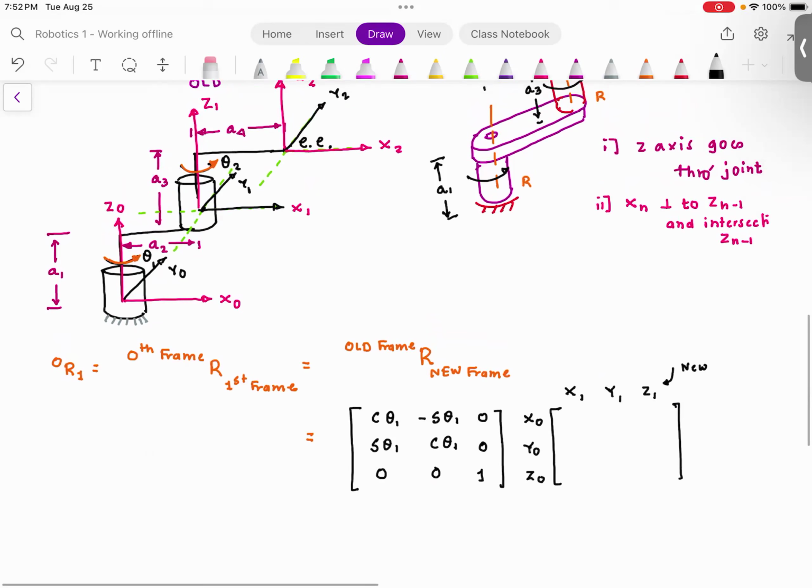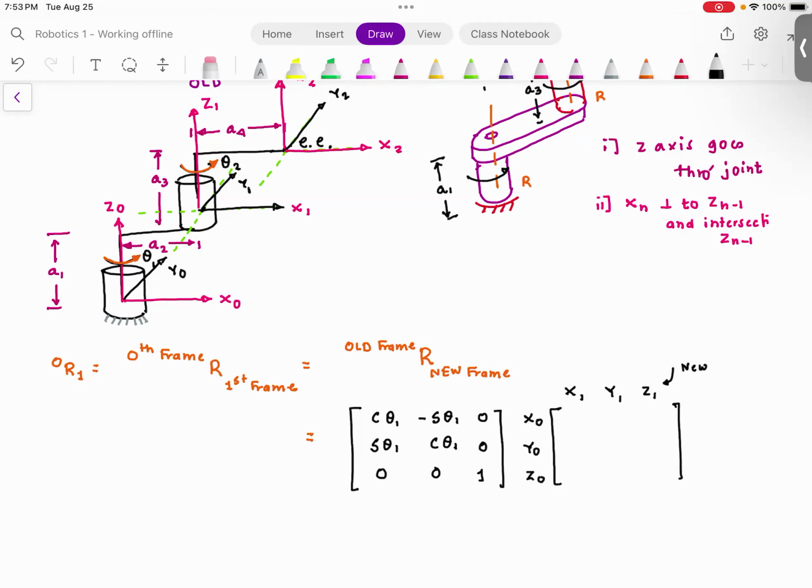Now I want you to look at the diagram. We are doing the same exercise that we did before. Can you see x1 is aligned with x0? Can you see the direction of x1 is in the same direction as x0? So here there would be 1. You agree with me? Here there would be 1. x1 has no relationship with y0, no relationship with z0. So here there will be 0, here there will be 0.